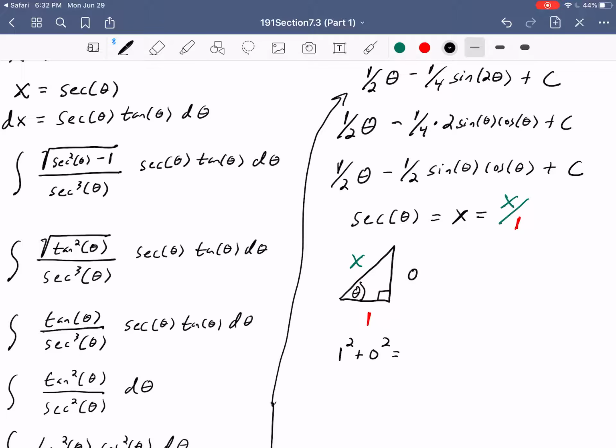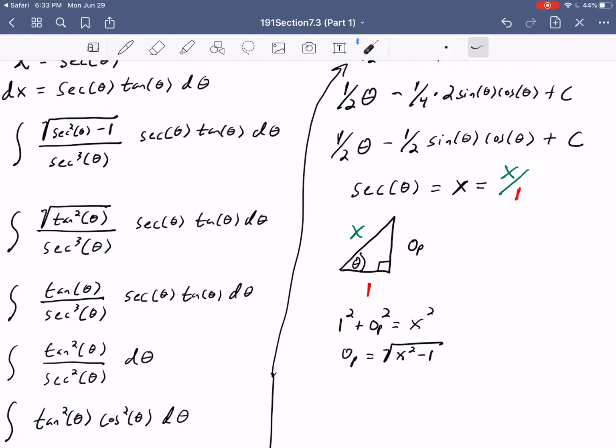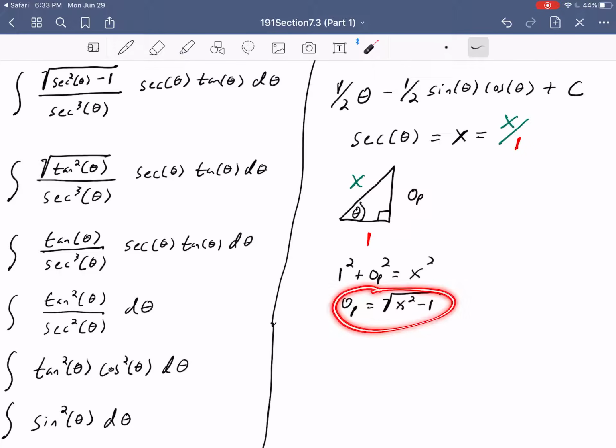I don't like that. I mean, this is bad notation. Let's put OP for opposite, equals x squared. So that tells us that the opposite squared is actually, we can just jump all the way there, square root x squared minus 1. And again, unsurprising that the missing side is what caused us to do this trigonometric substitution in the first place.